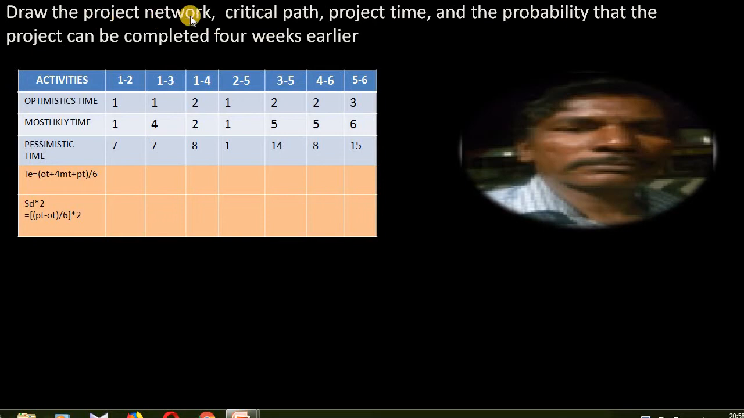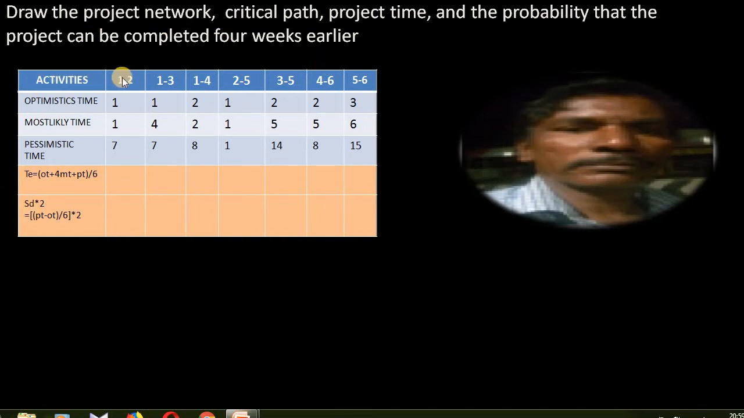First, the project network, then the critical path we have to draw. Project time means the time taken through the critical path, and then the probability that the project can be completed 4 weeks earlier than expected. That's what we need to understand. Now let us analyze the problem.